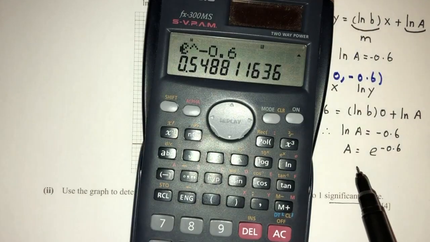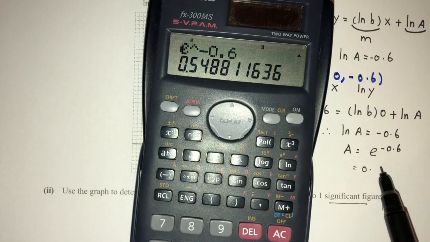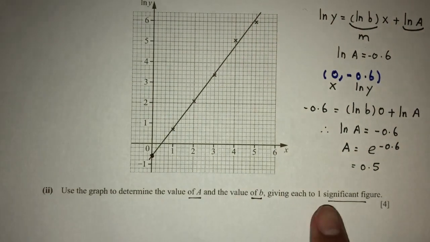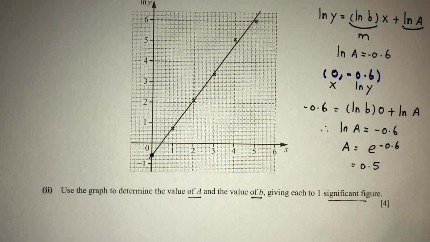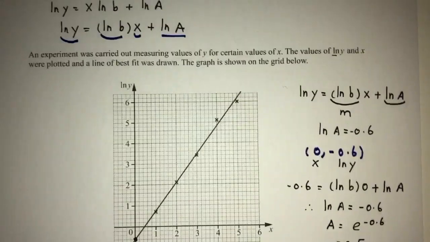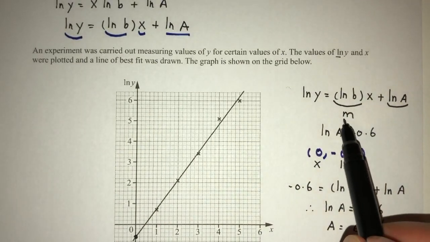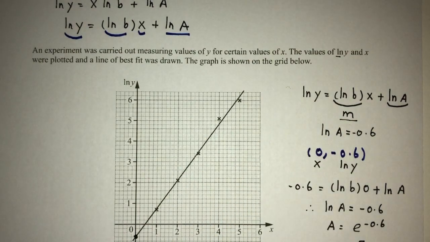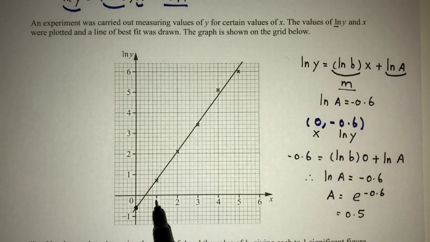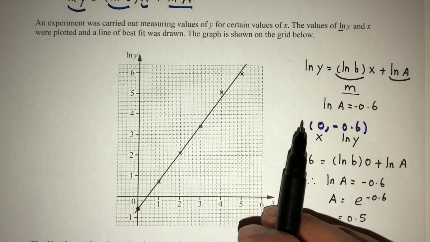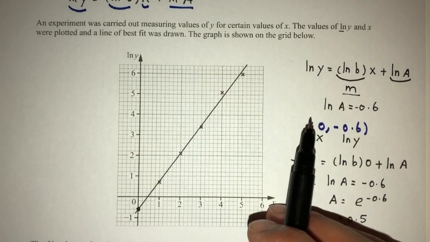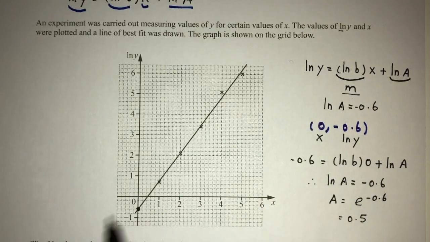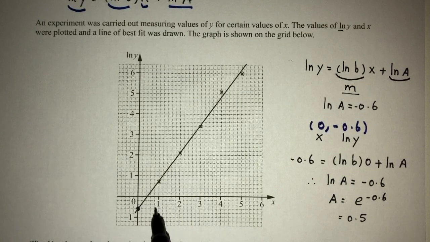That will be 0.5, correct to one significant figure. So a will be 0.5. Now to find the value of b, as we have said before, ln b is the gradient of that line. So let's first find the gradient. Let's use two points. From the graph, I can use any point on the line. You can choose anything that you want; it is up to you to choose those values. So I will choose this value first here.